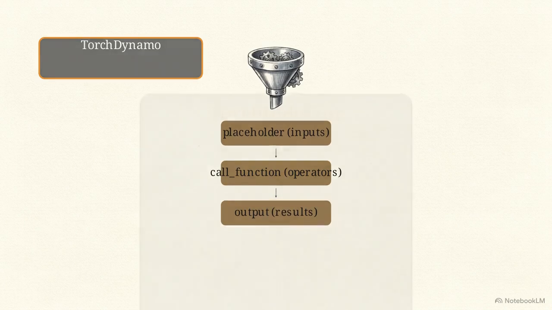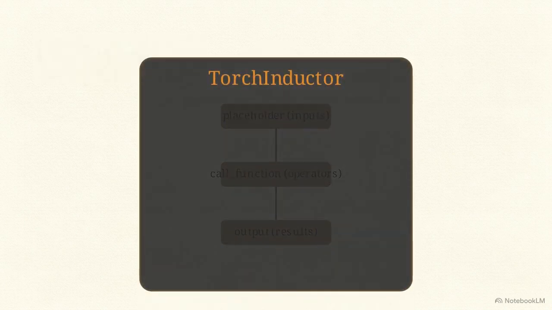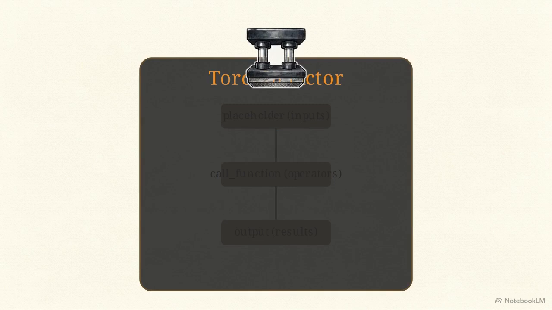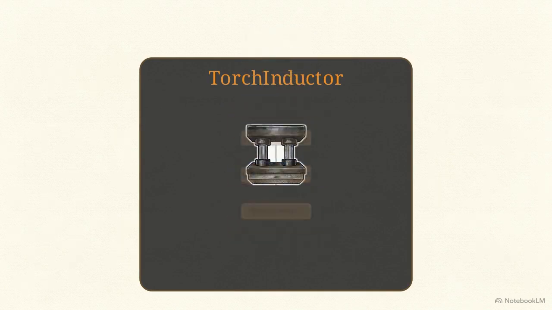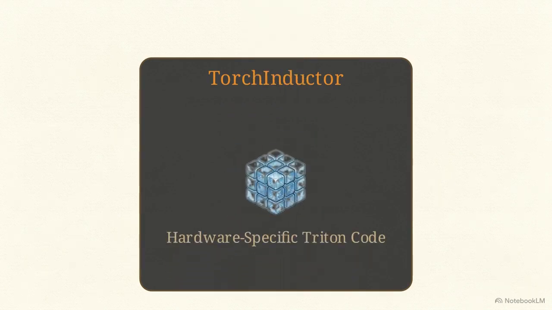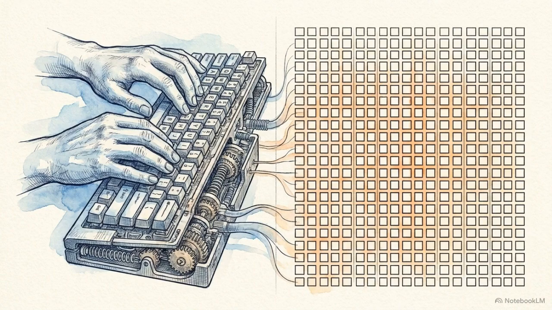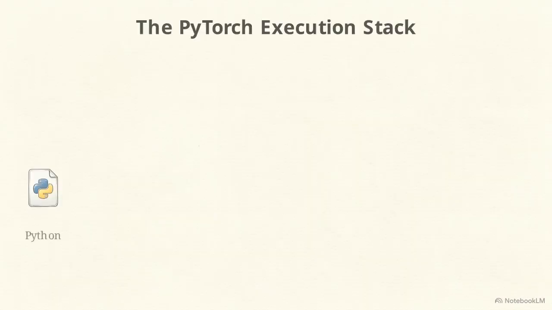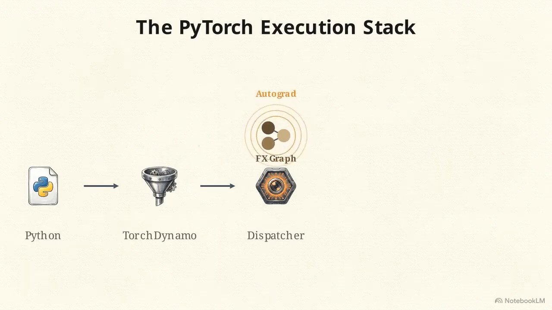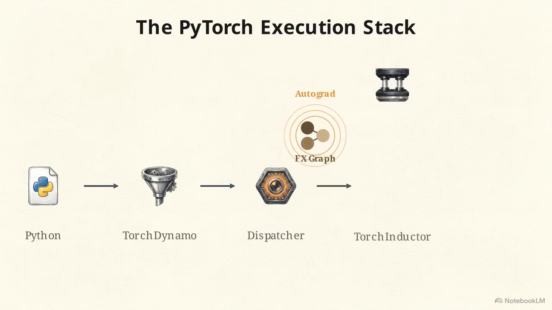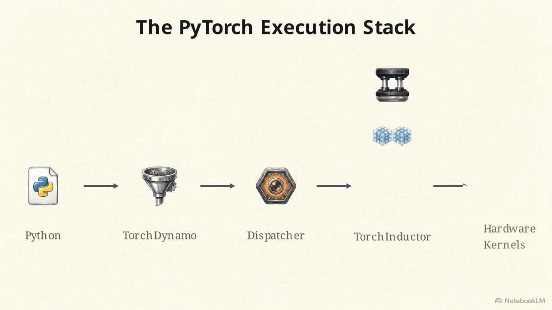This FX graph is handed to TorchInductor, the compiler backend. Inductor performs operation fusion and memory planning, lowering the graph into highly optimized hardware-specific code like Triton for GPUs. This compilation stack effectively grants developers the intuitive experience of eager Python with the execution speed of raw C++. This is the lifecycle of a modern AI operation. Python bytecode is extracted by Dynamo into an FX graph, routed by the dispatcher, tracked by AutoGrad, and lowered by Inductor into memory-managed hardware kernels.